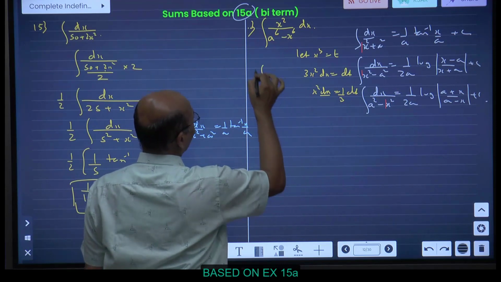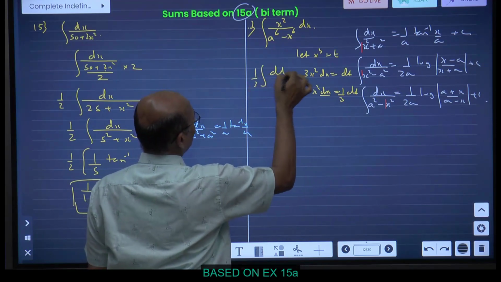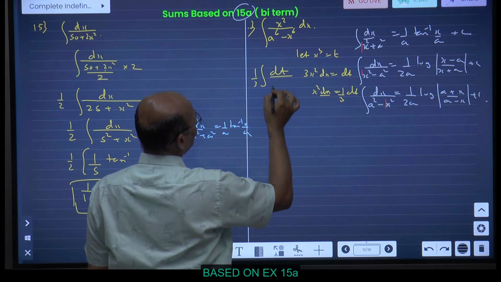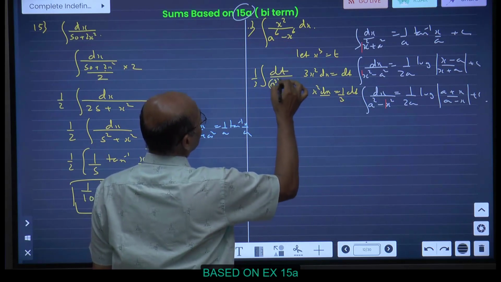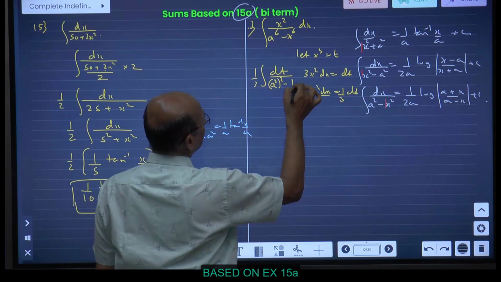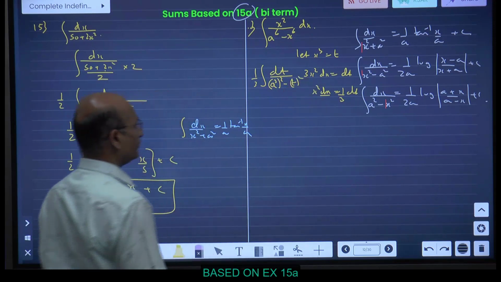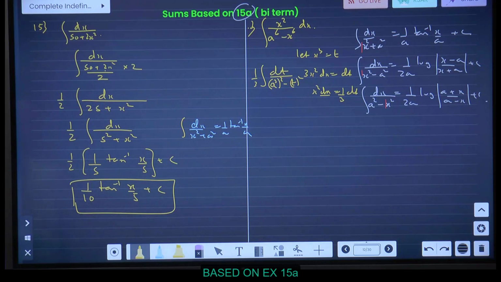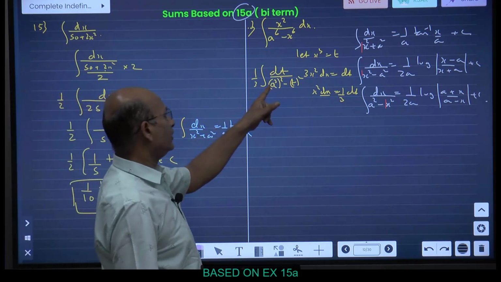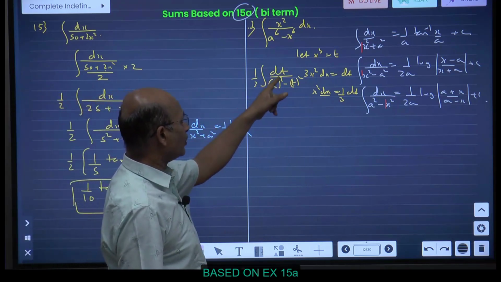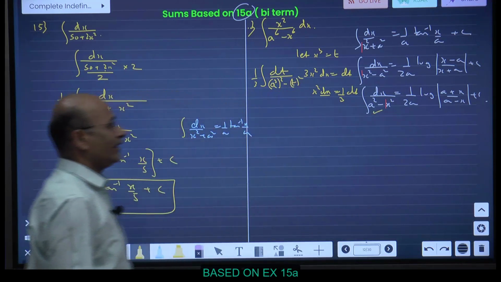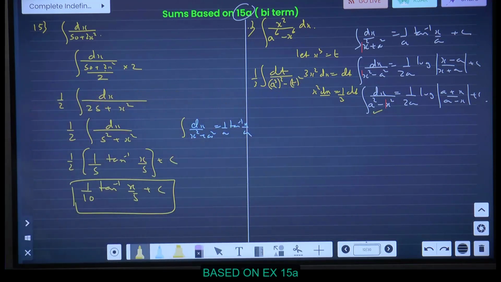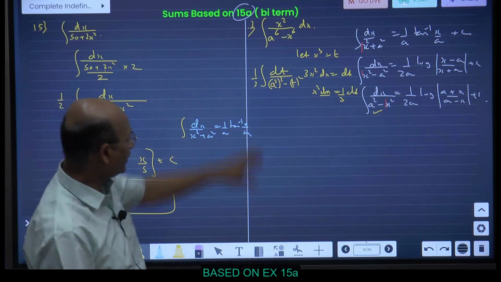So I am writing the 1 by 3 dt upon. Now pay attention here. You can write this as 3 square minus t square. Can I write like this? Right? So it is a square. This is my a now completely. A square minus x square. So a square minus x square, I have the formula that is 1 by 2a log of (a plus x) upon (a minus x) plus c. So be careful about it.